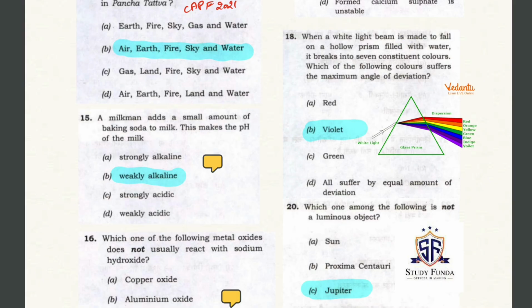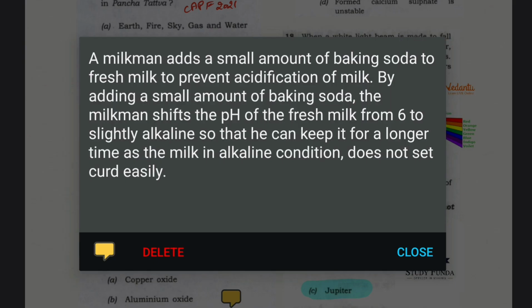A milkman adds a small amount of baking soda to milk. This makes the pH of the milk. So B would be correct answer, which would be, it will make the milk weakly alkaline. And milkman does so to prevent the acidification of the milk. Just comment down what is the pH of a milk.